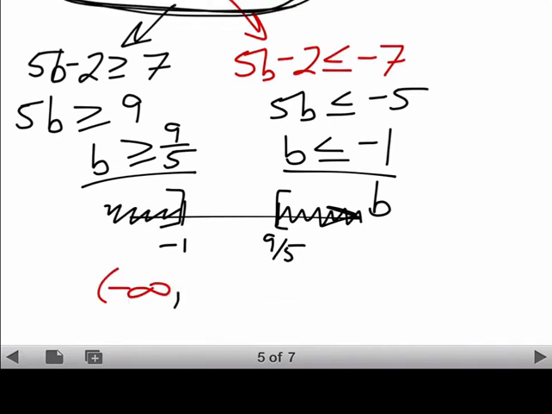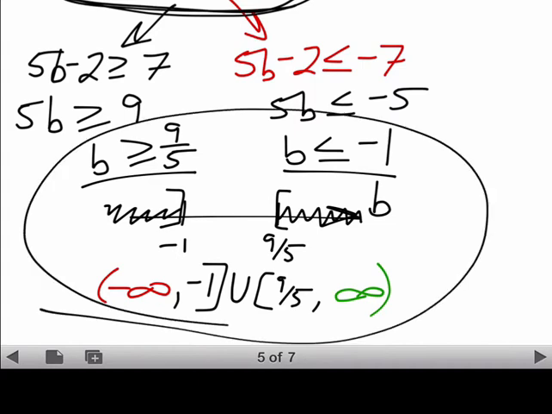Interval notation is negative infinity to negative 1, parenthesis at infinity, square bracket at negative 1. And then square bracket 9/5, comma, infinity, with again a parenthesis at infinity. Because I have two distinct intervals, I'm going to use a union symbol to connect them. And here I have the solution to the inequality.